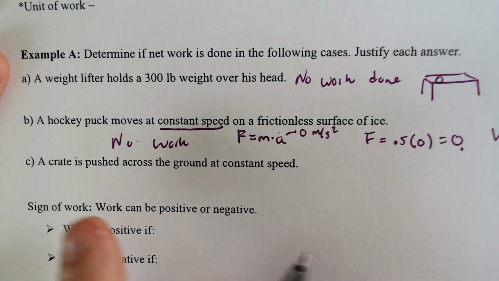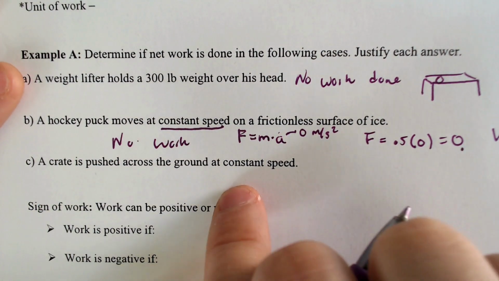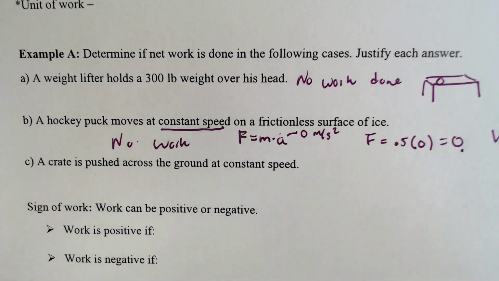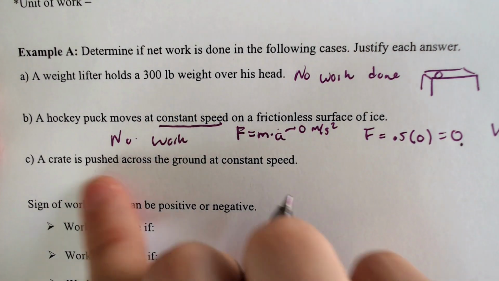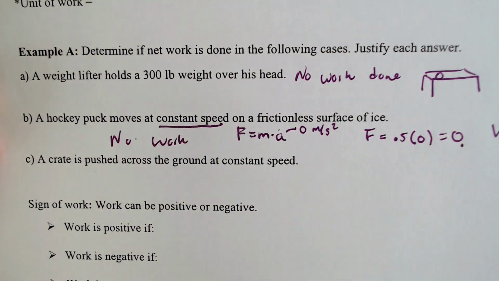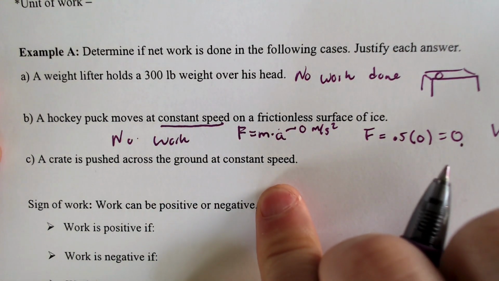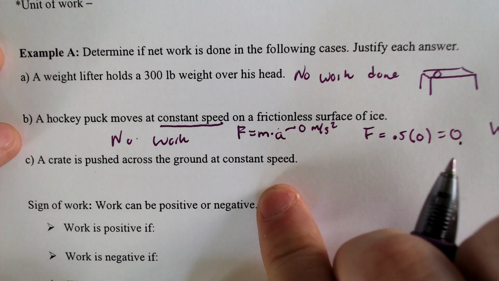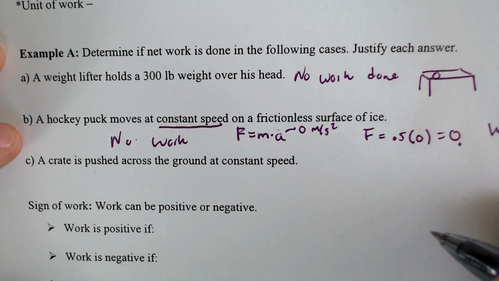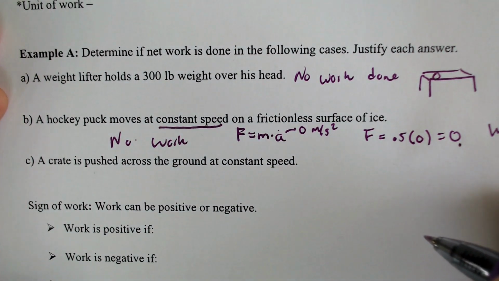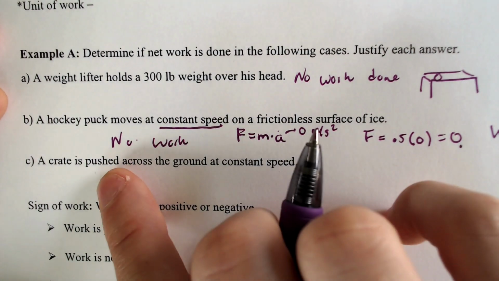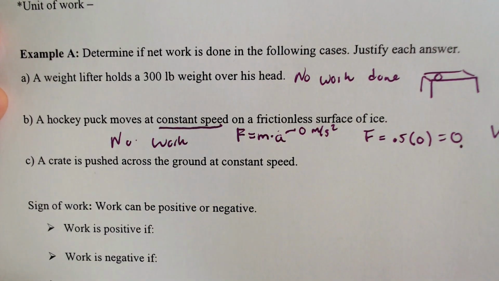And then the last one, we have a crate being pushed across the ground at a constant speed. Now this is kind of tricky, all right? It is being pushed. That initial push is a force, but the constant speed is not. If it said constant acceleration, there would be work being done here. But if it says constant speed, the only real work that would have been done was that initial jolt. And then after that, it would be just moving at a constant speed.